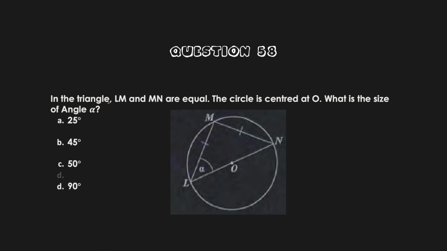So it says in the triangle, LM and MN are equal. So we have these here that are equal, LM and MN, and the circle is centered at O. So this is basically an isosceles triangle. What is the size of angle alpha?